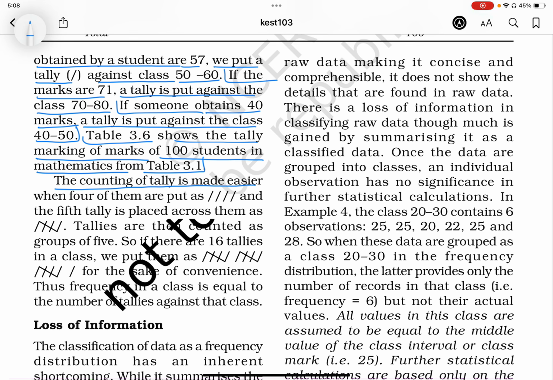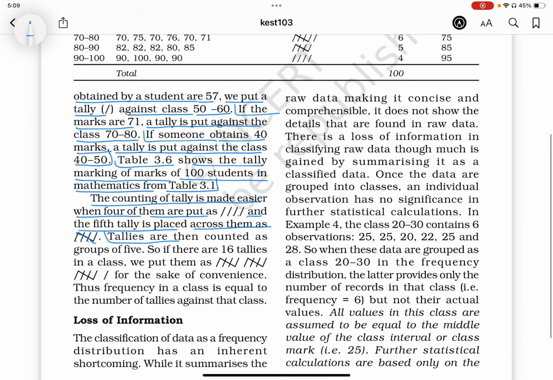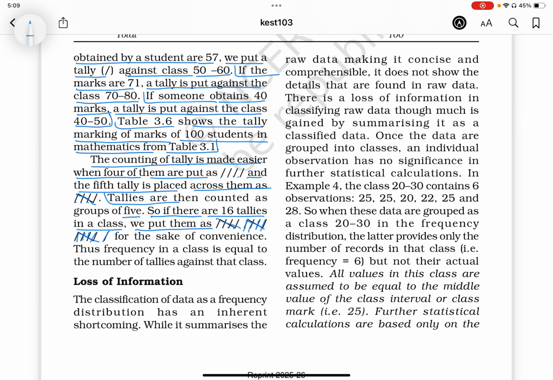The counting of tallies is made easier when four of them are put as 1, 2, 3, 4, and the fifth tally is placed across them. Tallies are then counted as groups of 5. So if there are 16 tallies in a class, we put them as 5, 5, 5, and 1. How much is that? That is 16. For the sake of convenience. Thus, frequency in a class is equal to the number of tallies against that class.